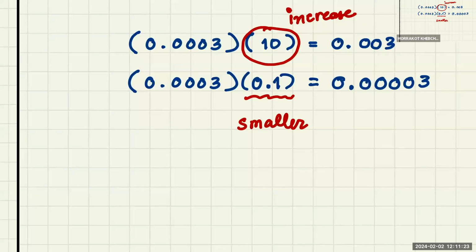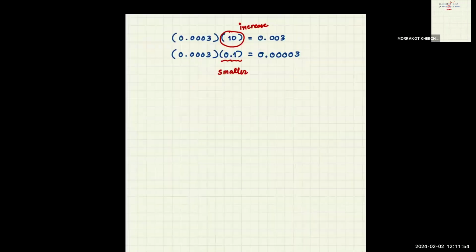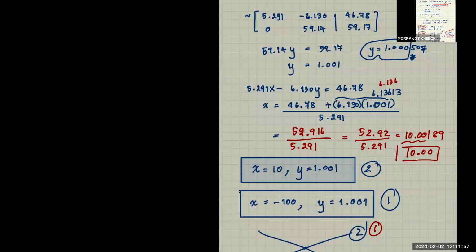So the thing that we try to do is control the error. Whenever we do multiplication, we try to avoid large numbers. We try to avoid multiplying by something larger than 1, because when you multiply by something larger than 1, the size of the error is increasing, okay? It's increasing. So let me show you the number that I boxed.